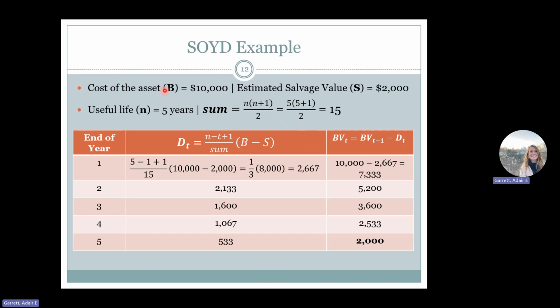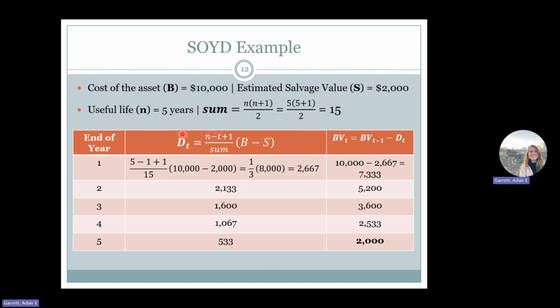So the cost of the asset, so that initial cost or that basis B, is equal to 10,000. The estimated salvage value S is equal to 2,000. The useful life of the asset is 5 years, and we're able to use that value to calculate the sum, which is equal to 5 times 5 plus 1 over 2. That means it's 5 times 6 over 2, which is equal to 30 over 2, or 15.